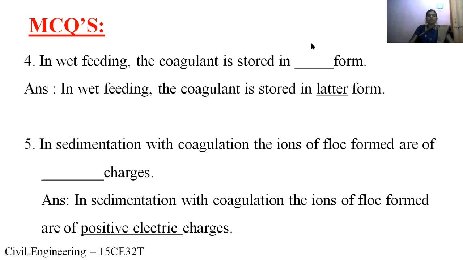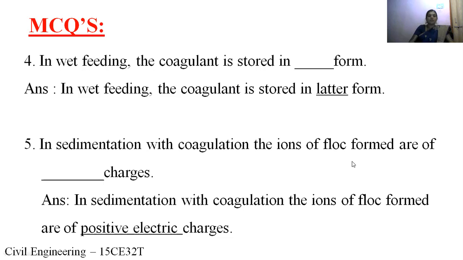In wet feeding, the coagulant is stored in what form? In wet feeding, the coagulant is stored in liquid form, or we can also call it solution form.